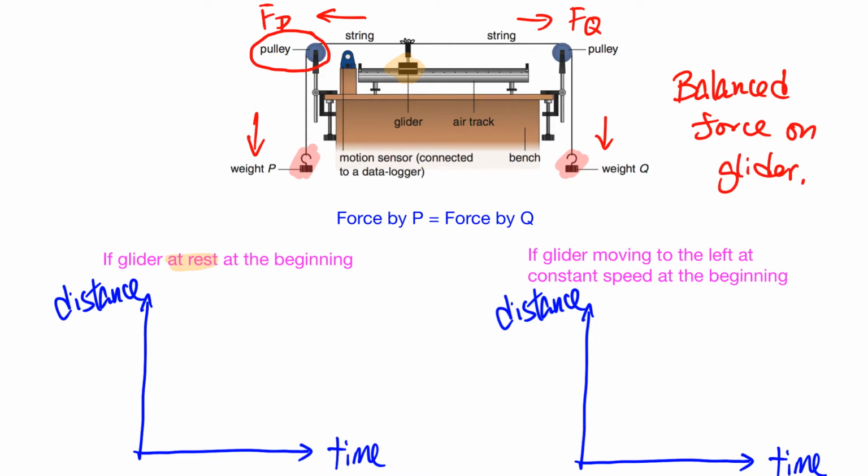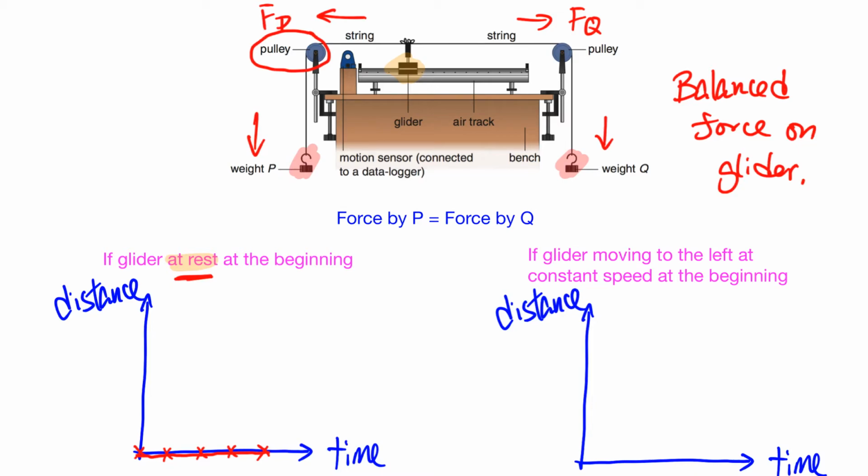If this time the glider at the beginning is at rest and you have a balanced force on it, then the glider will not move because left and right cancel each other. So the distance doesn't change at all, and the distance-time graph will lie along the x-axis of the time.